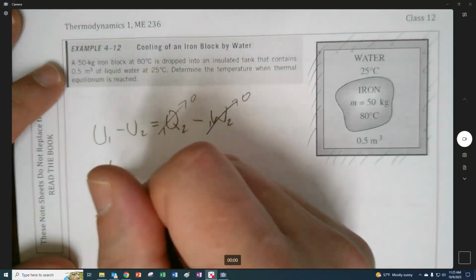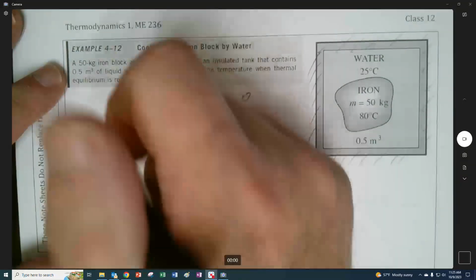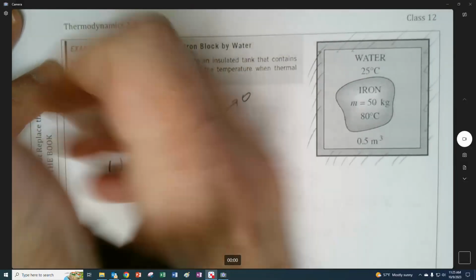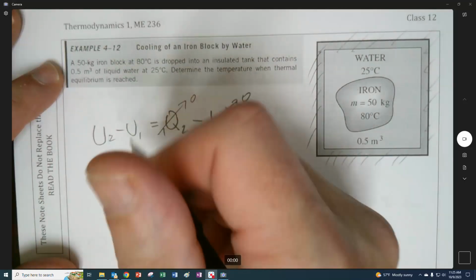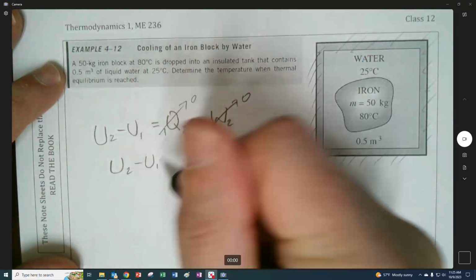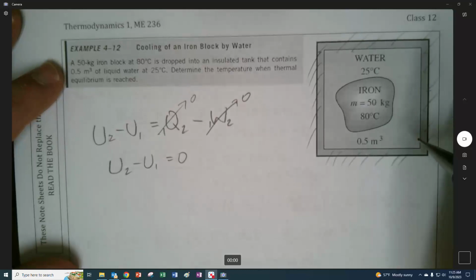So therefore, this should be U2 minus U1. Why did I write that wrong? I don't know. I can't say that I'm tired, I had a good night's sleep. Anyway, they must be equal. So they're going to be equal to each other. Before has to equal after.